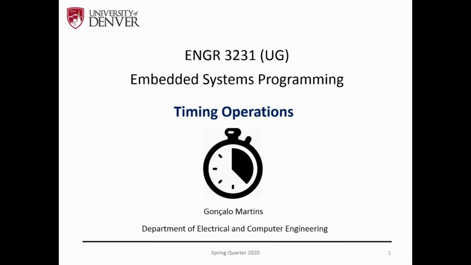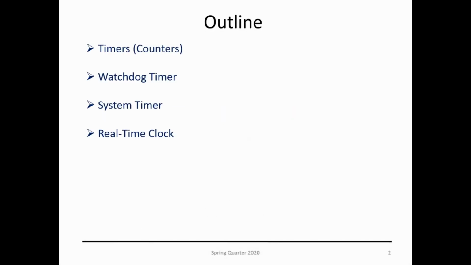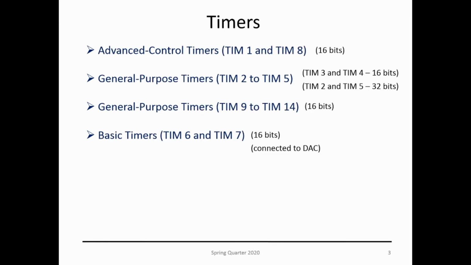This week we have timing operations. We're going to review the timing modules that the STM32F board has. It starts with a bunch of timers. You have advanced control timers, timer 1 and timer 8. They are both 16 bits.